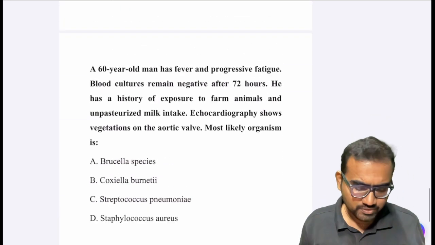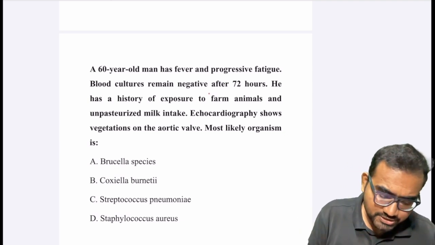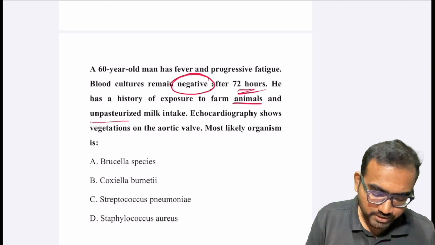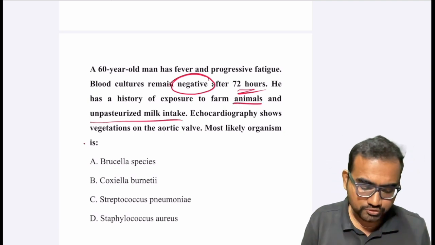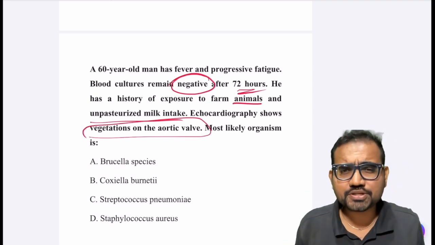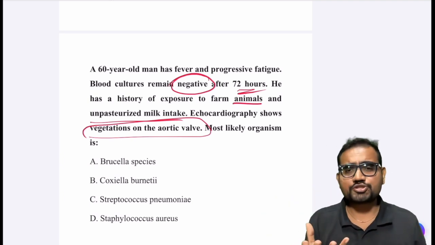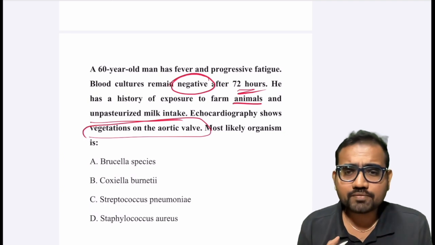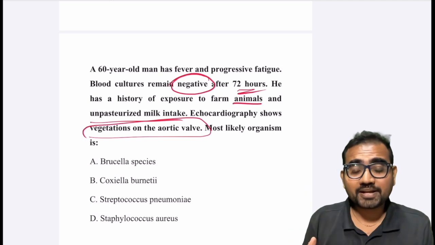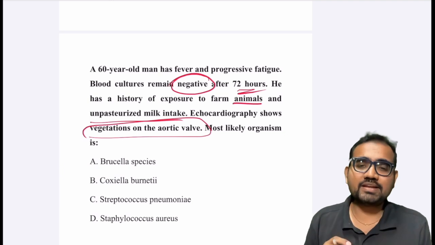Now moving on to the last MCQ. A 60-year-old man has fever and progressive fatigue. The blood cultures remain negative for 72 hours. There is a history of farm animal exposure and unpasteurized milk intake. Echo shows vegetations on the aortic valve. Very confusing question. Vegetations mean endocarditis, because the endothelium is damaged and there is formation of a platelet plug or fibrin network, which we call a vegetation. So the infection is in the endocardium, endocarditis is present, but the culture remains negative even after 72 hours.